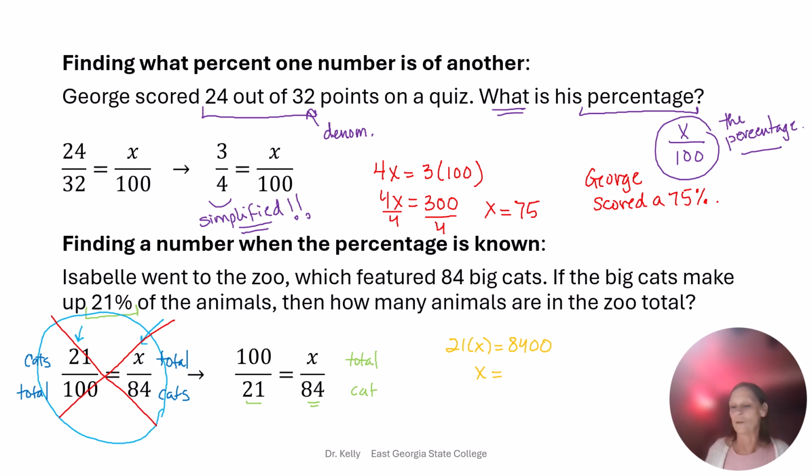Oh no, it's 400. Hello. Good. You guys already know that arithmetic is not my strong suit. So 400 total animals in the zoo.